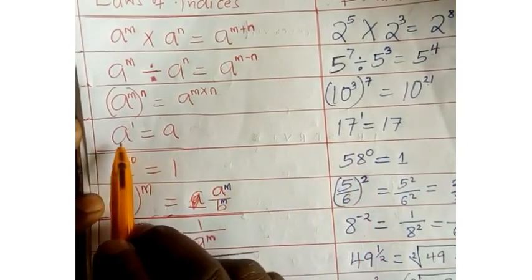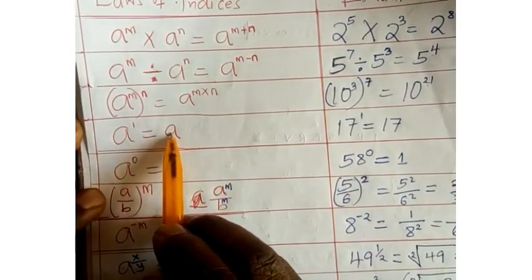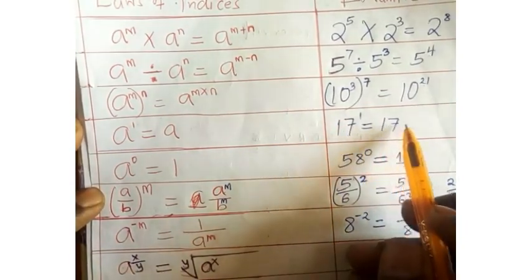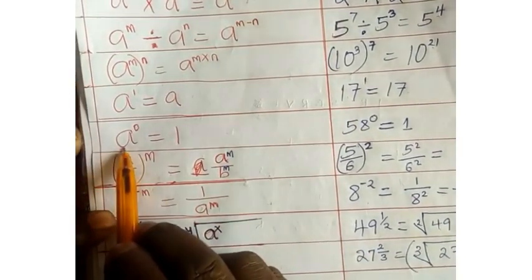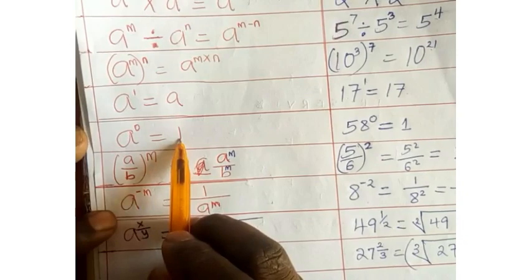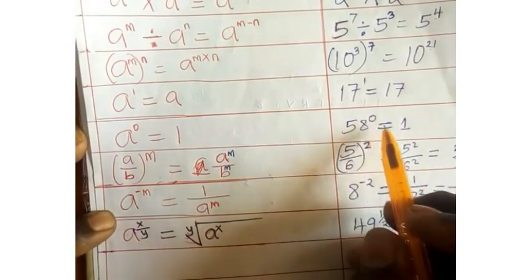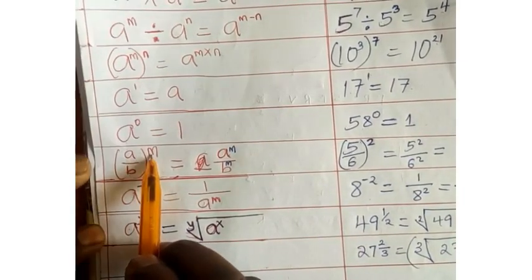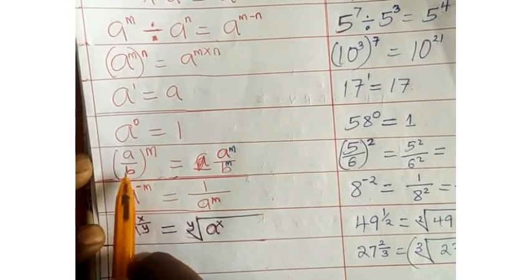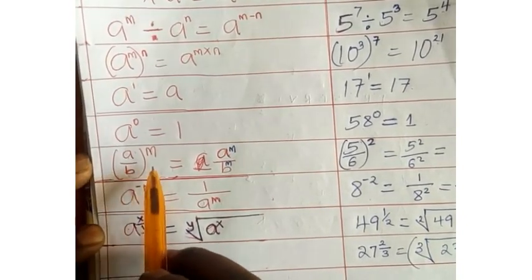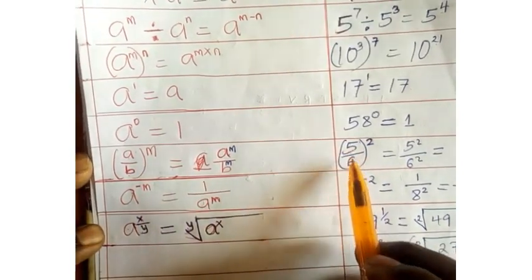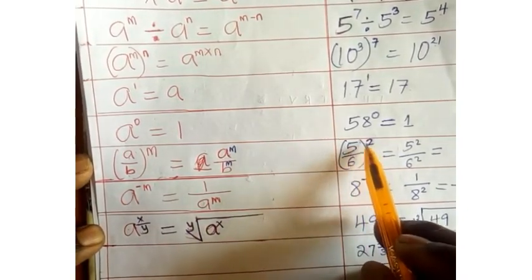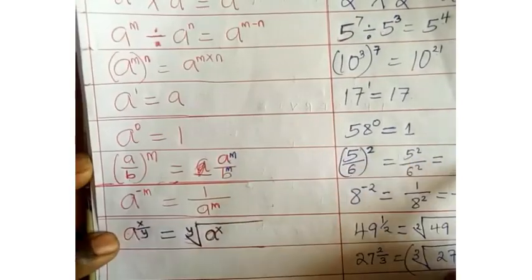Any number raised to power 1 is equal to that number. You should know 17 raised to power 1 is equal to 17. A number raised to power 0 is always equal to 1. a divided by b, raised to power m, simply means a raised to power m divided by b raised to power m. If we have a fraction like 5 over 6 raised to power 2, it means 5 squared over 6 squared, and this is the answer here.